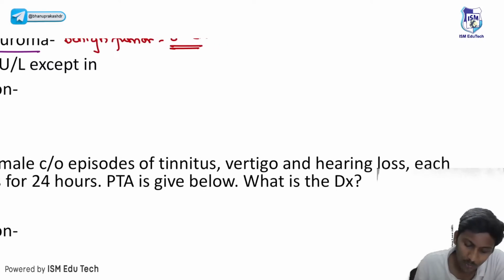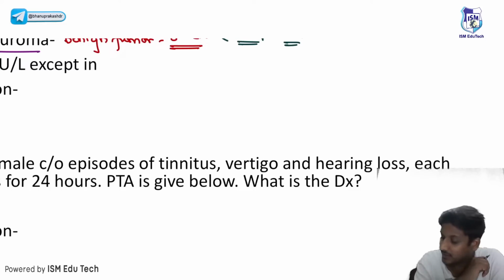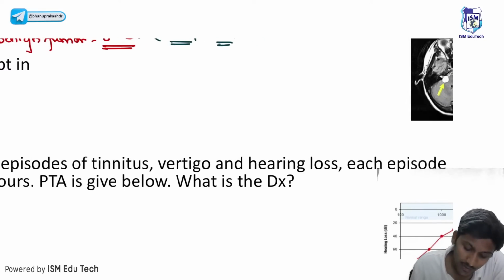And what is the most common site? There are 3 divisions of the vestibulocochlear nerve: superior vestibular, inferior vestibular, and cochlear. The most common site for this tumor is the inferior vestibular division, the inferior vestibular branch of the 8th cranial nerve. Important, if they ask you what is another name for acoustic neuroma? It is also known as vestibular schwannoma.